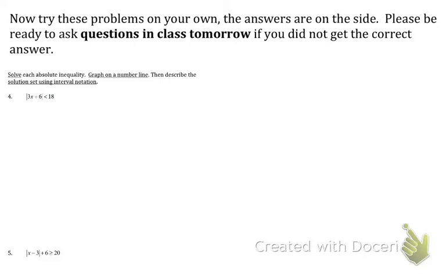Now if you flip to the back of the page, there are two problems for you to try on your own. You can see that the answers are in the bottom right-hand corner, so make sure that you try these problems on your own and write down any questions that you have so we can go over them in class tomorrow. And we'll spend lots of time practicing these absolute value inequalities.